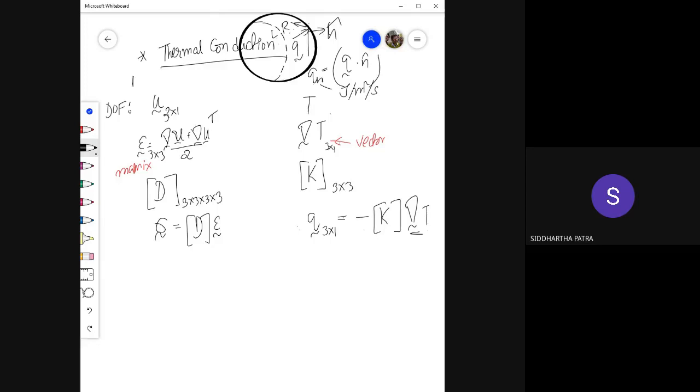And next comes your boundary conditions. By the way, you have your rho times B being the body force per unit volume. An equivalent of that would be heat generation. Again, this one is a vector, so this one is a scalar.